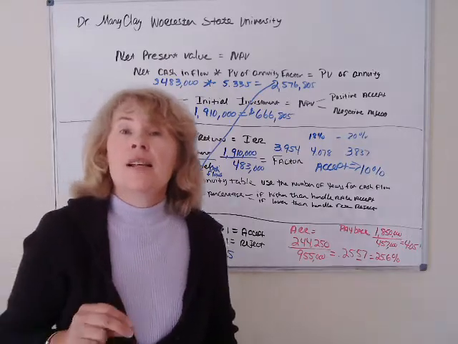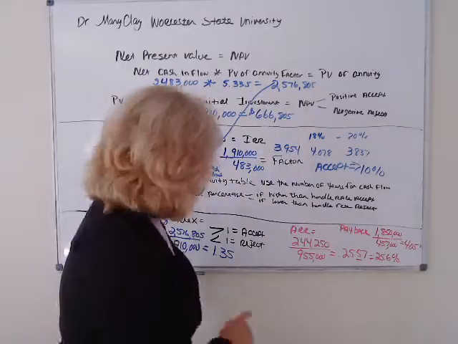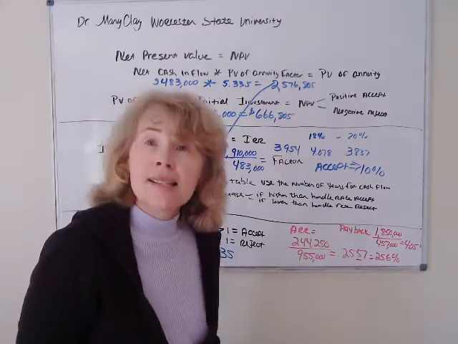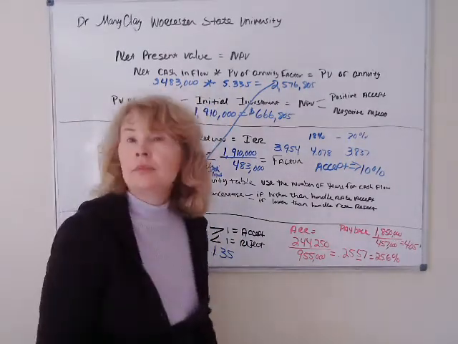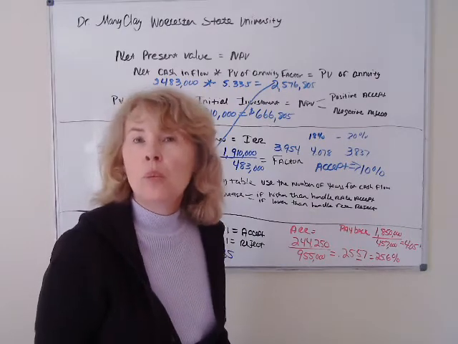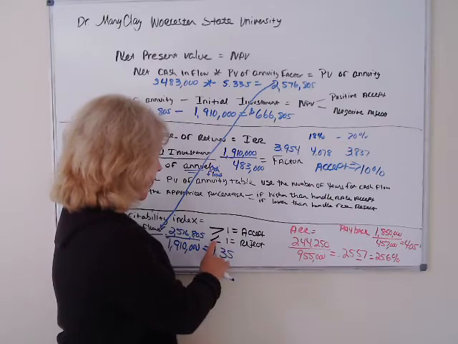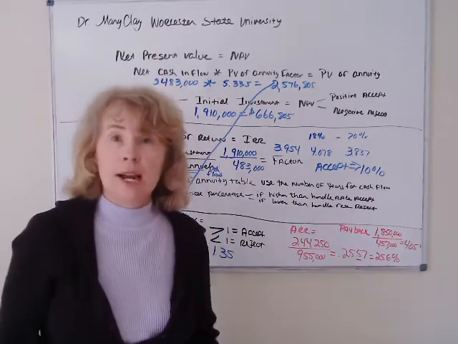Okay, if it's larger than 1, which this is 1.35, we will accept. If it was less than 1, so if it was 0.89, no, we would reject it. So this is greater than 1, we're going to accept. If it's less than 1, we're going to reject.